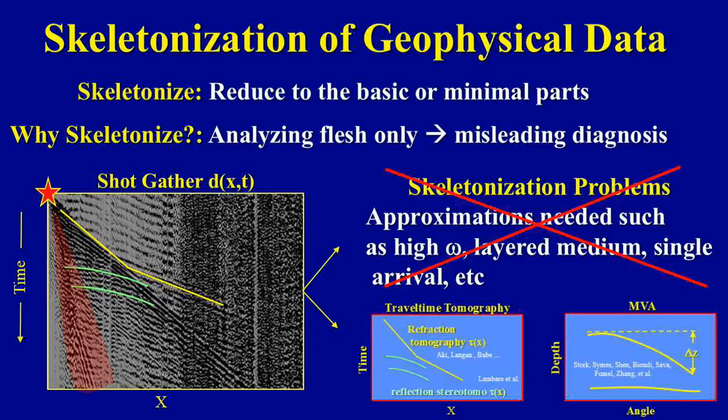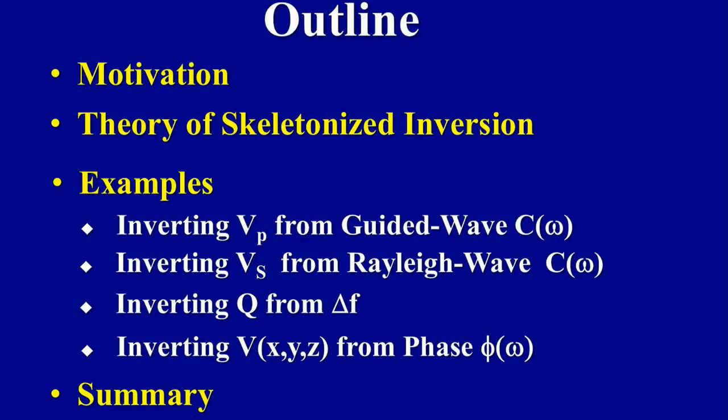That is, you don't need to make the asymptotic approximations of ray tracing anymore, and you don't need to make those layered approximations to get dispersion analysis to work anymore. You just go ahead and skeletonize your data and use the full-waveform equation without approximations. Let's see how this works.